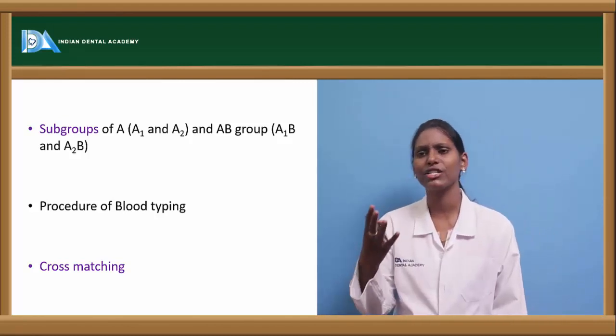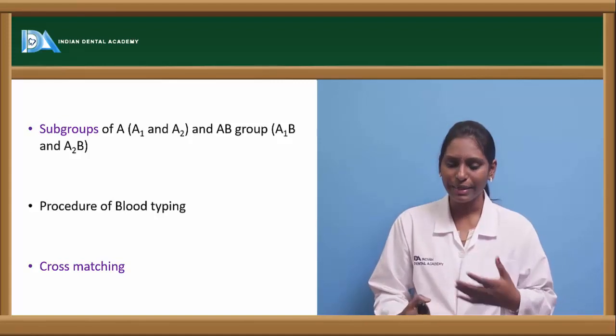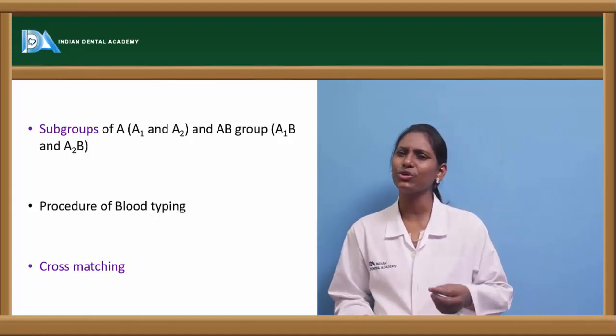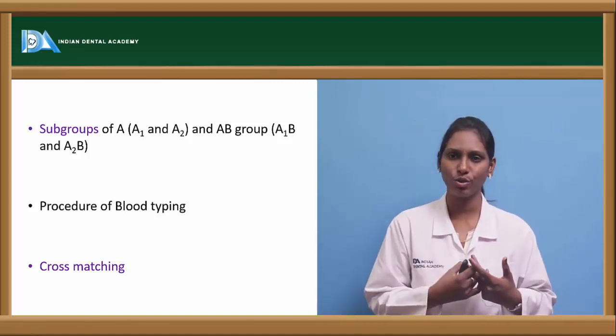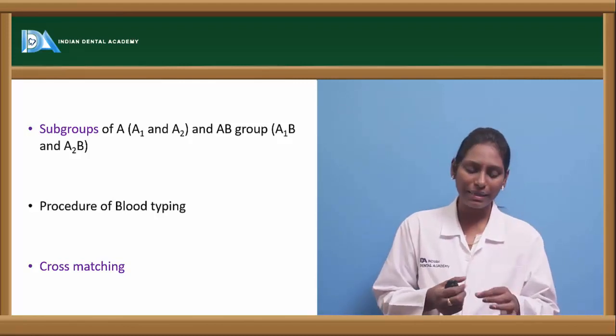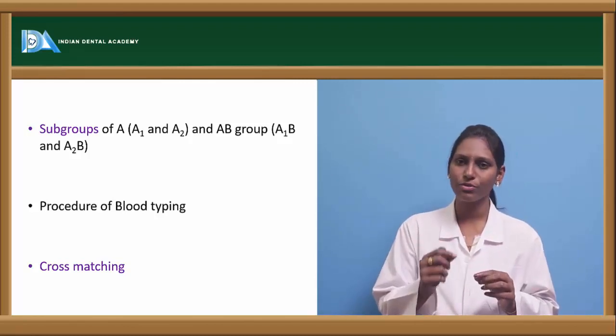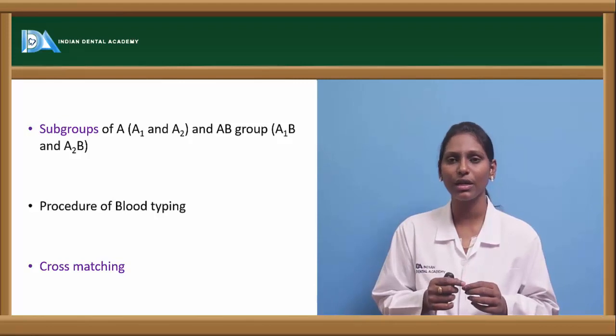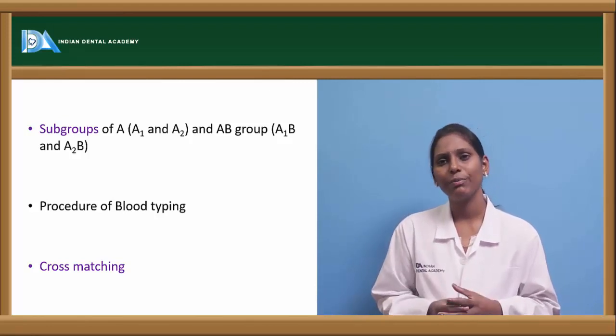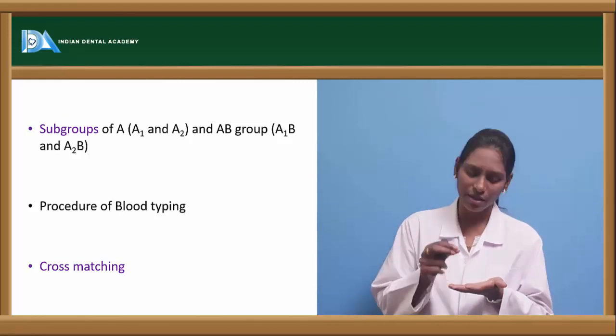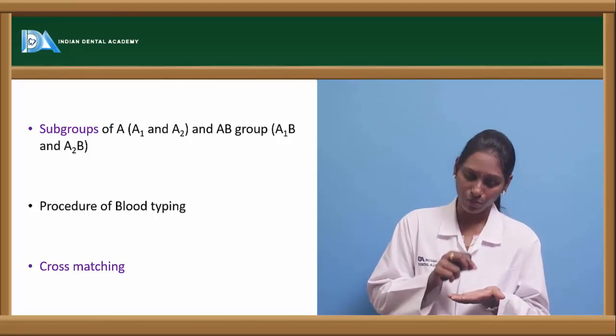What we actually do in this blood typing procedure normally takes less than 2 minutes. A few drops of the blood to be tested are taken and mixed with isotonic saline, usually 0.9%. On a glass slide, we put this drop of blood.